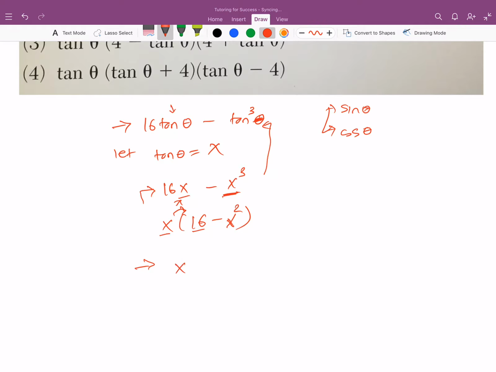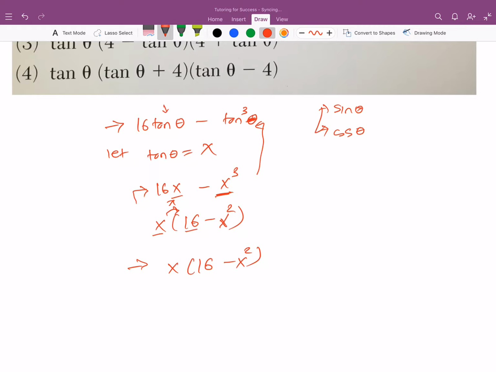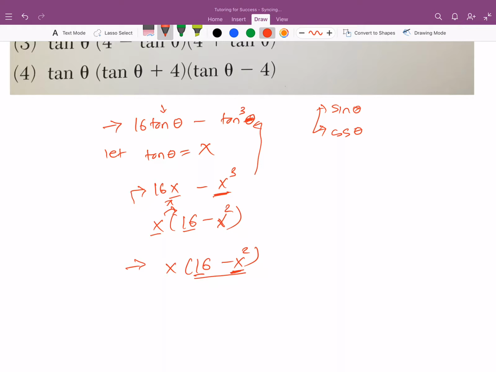Let's continue. You have x times 16 minus x squared. Every time you see this format, where a number and a variable, or a variable and a variable, are subtracted, and I can see it is a square, there is a pattern. 16 can also be written as 4 squared. So let me rewrite that: 4 squared minus x squared.